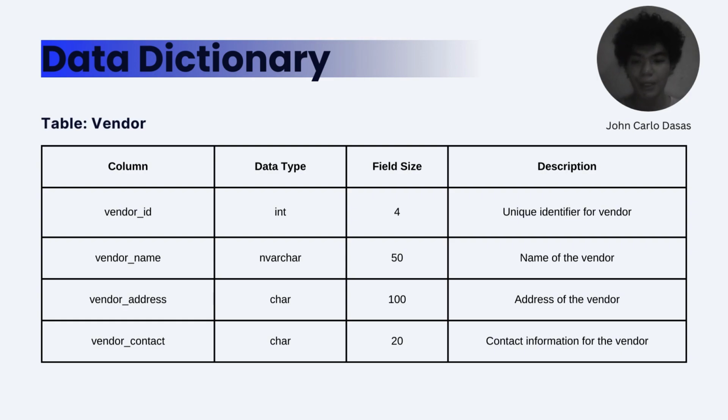For vendor address, the data type is char, and the field size is 100, and the description of it is address of the vendor. For vendor contact, the data type is char, the field size is 20, and the description of it is contact information for the vendor.